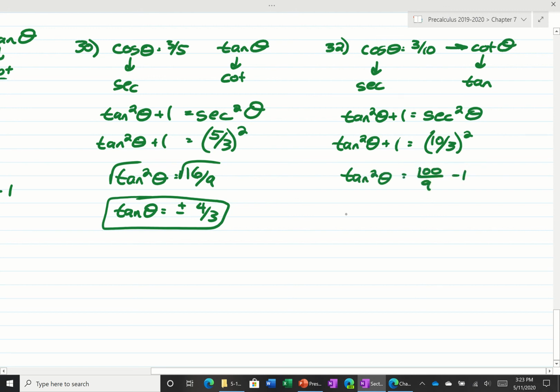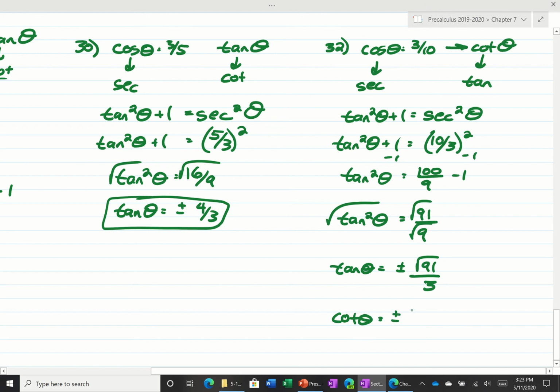We could subtract the 1 from there, and we get the tangent squared of theta would equal 91 over 9. Going to take the square root would give us tangent of theta is equal to plus or minus the square root of 91 over 3. Cotangent, we'd have to take the reciprocal, and we multiply top and bottom by the square root of 91. So we get plus or minus 3 square root of 91 over 91.